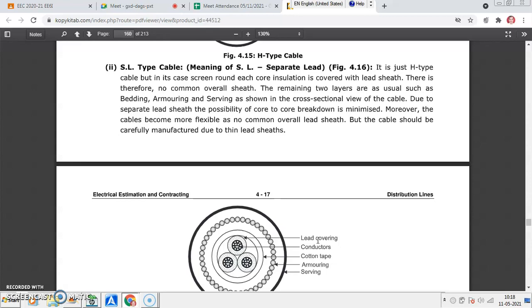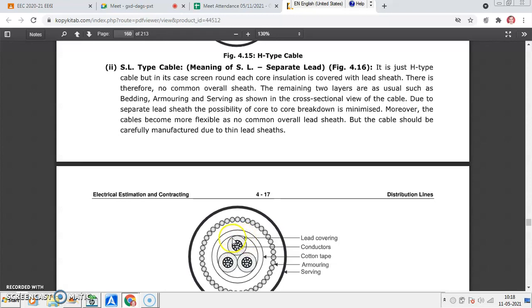Due to the separate lead sheath, the possibility of core to core breakdown, that is conductor to conductor breakdown or conductor to conductor short, which we call a line to line fault, will get reduced. Moreover, the cable becomes more flexible as no common overall lead sheath is provided; a separate lead sheath is provided. But the cable should be carefully manufactured due to the thin lead sheaths.